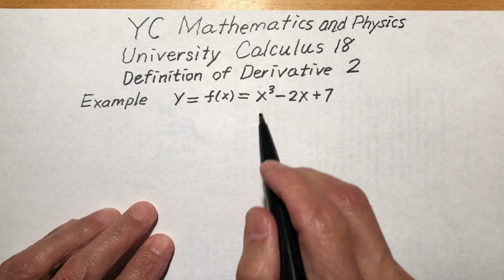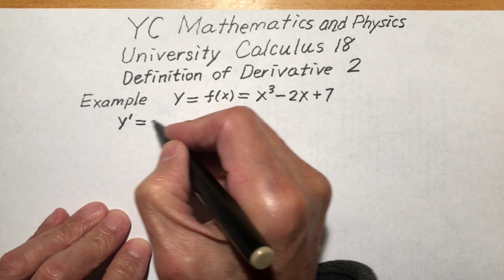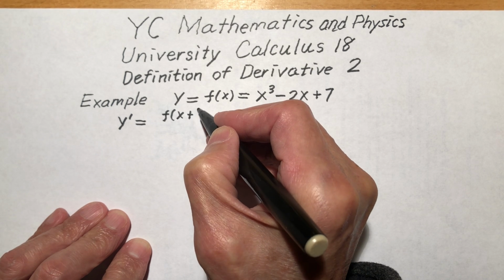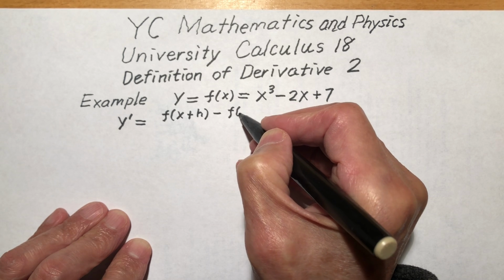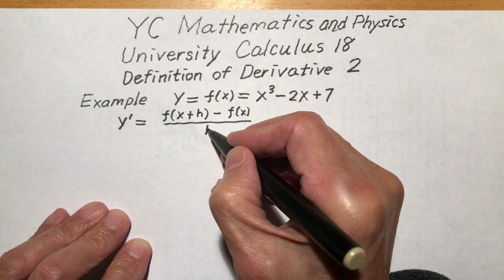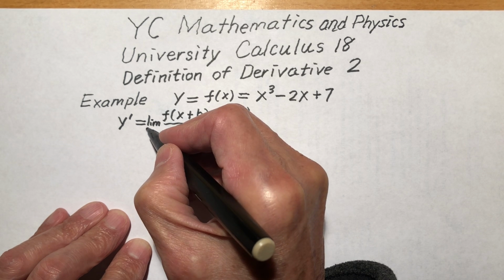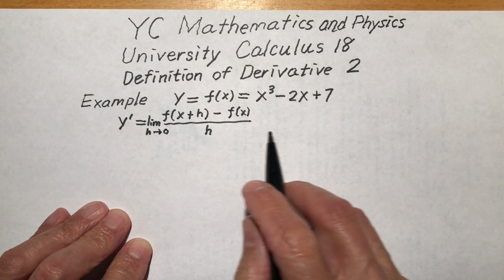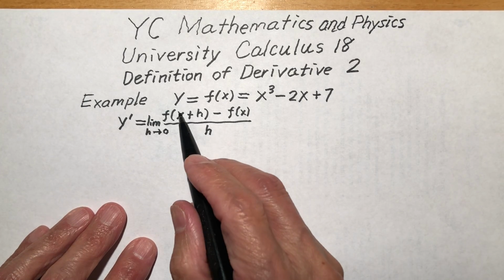Remember, the definition of derivative is y prime is the limit of f of x plus h minus f of x, divided by h, as h goes to 0. So this is the definition. Use the definition. We do this.